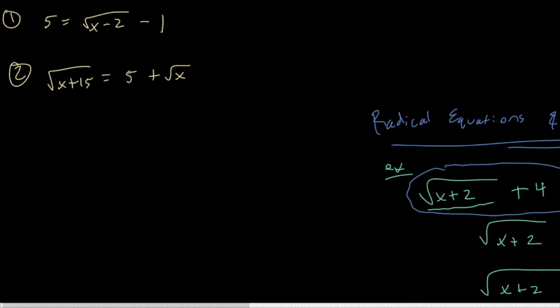Okay, as long as you guys are all right, let's go ahead and continue. So let's try this first one. 5 equals square root of x minus 2, minus 1. We want to isolate the square root, so I'll add 1. 6 equals root x minus 2. Square both sides. 36 equals x minus 2. X equals 38. Does it check? Does 5 equal square root of 38 minus 2, minus 1? Well, that's 6 minus 1, so this works. Very nice. So x equals 38.